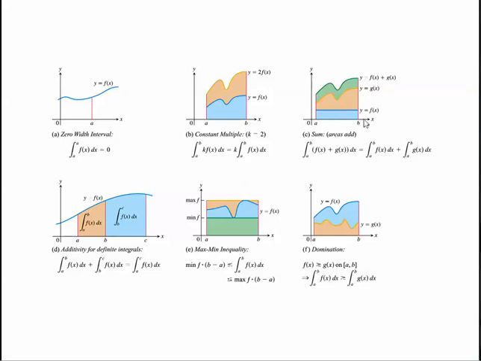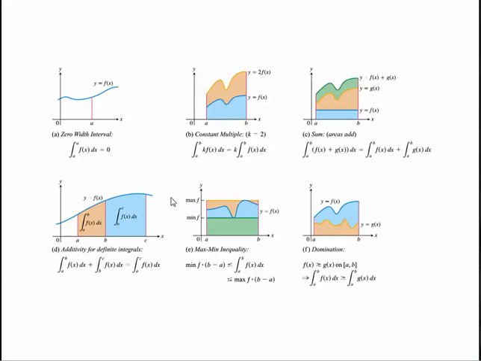My third property is the sum property, and it's saying look at the integral from a to b of f of x plus g of x. So that's the area under this curve here. Hopefully you can see that that is equal to the area under f of x, this integral here, plus the area under g of x, which is this integral here.